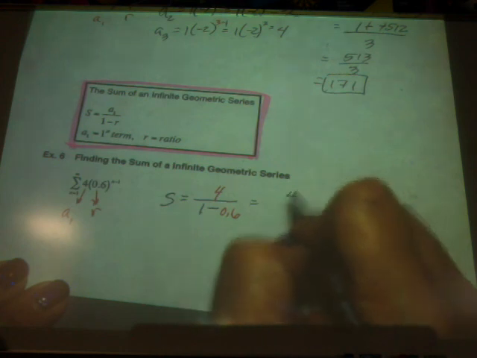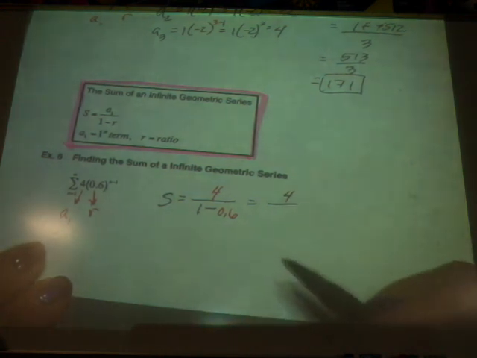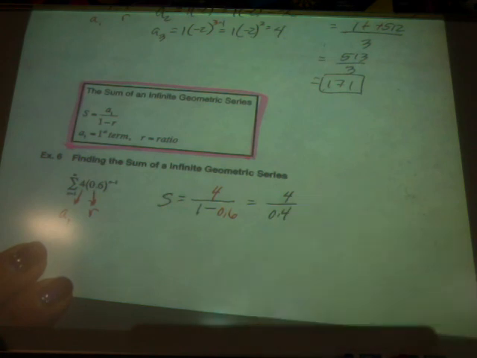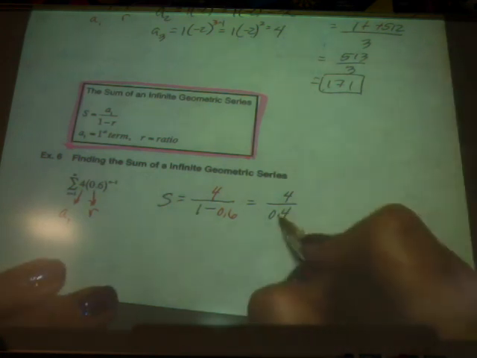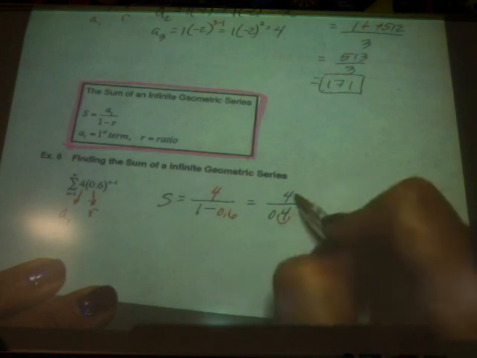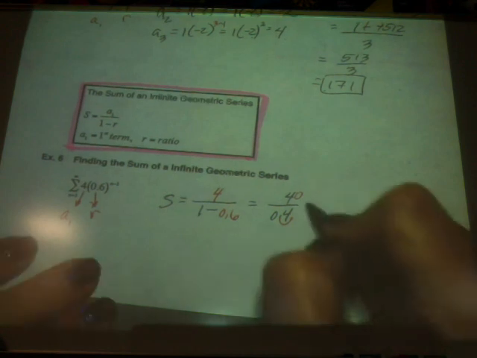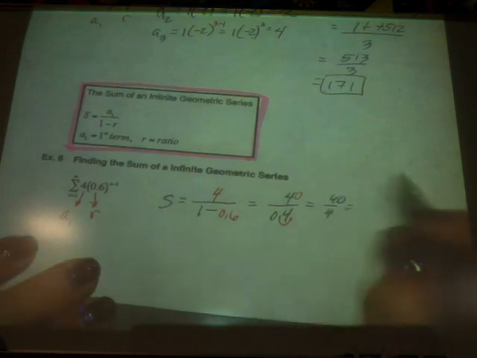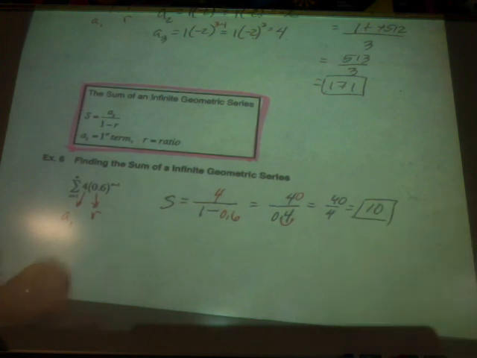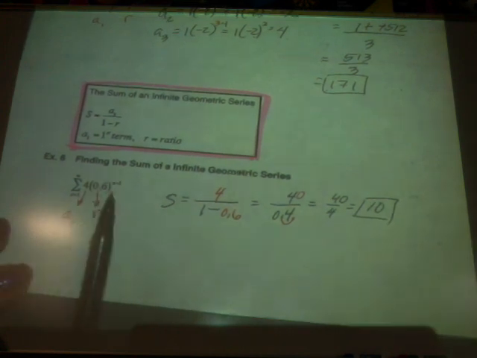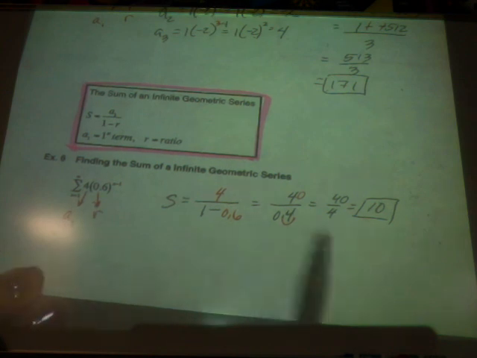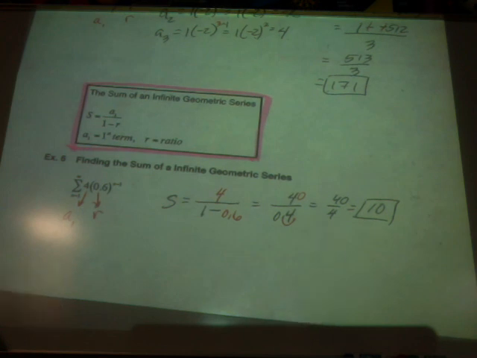So I end up with 4 over, what's 1 minus 6 tenths? 4 tenths. And then without a calculator, wouldn't I move the decimal one place to the right, which is multiplying it by 10? Wouldn't I multiply that by 10? So I really have 40 over 4, which is what? 10. So what happens as I keep raising this n to a higher and higher number, then this starts getting smaller and smaller and smaller. And it eventually will add up to 10. It's not going to go over it, but you'll see a sum that approaches 10.